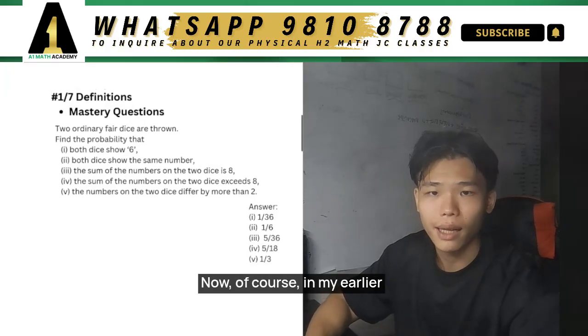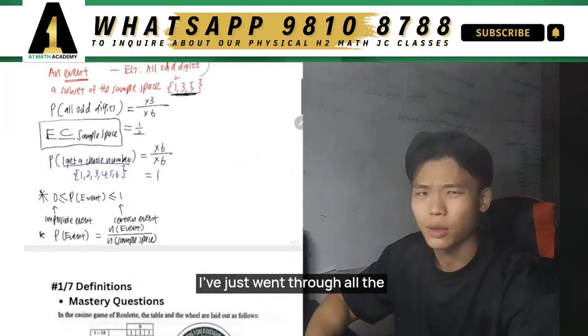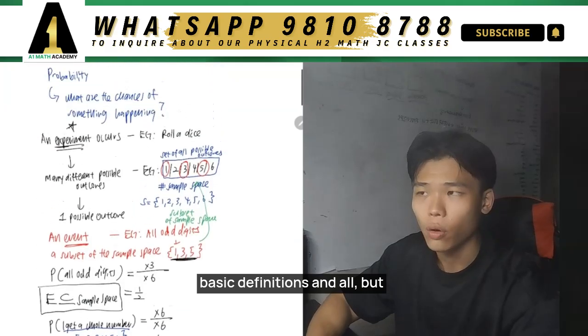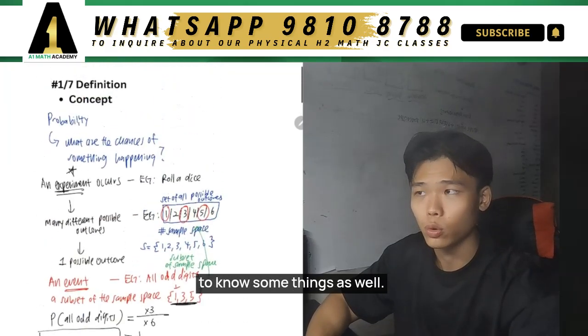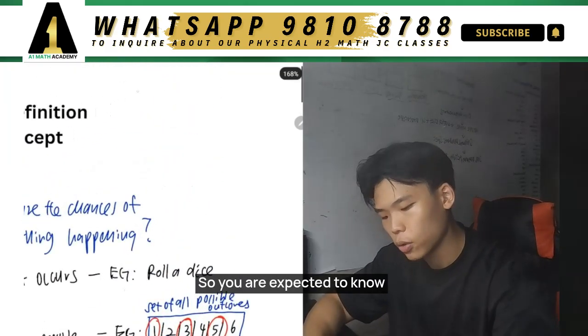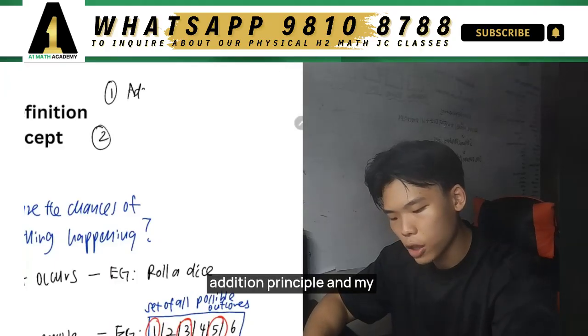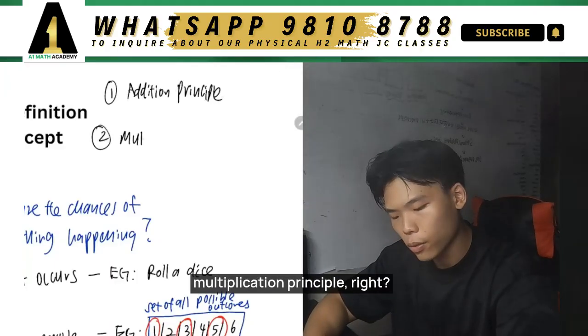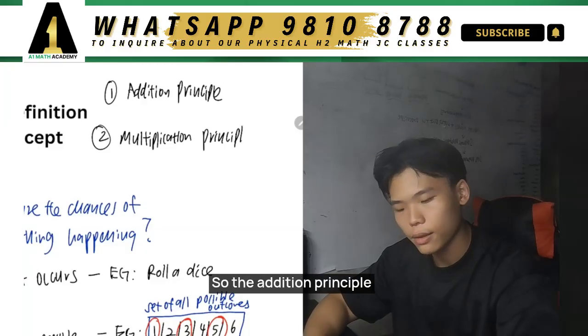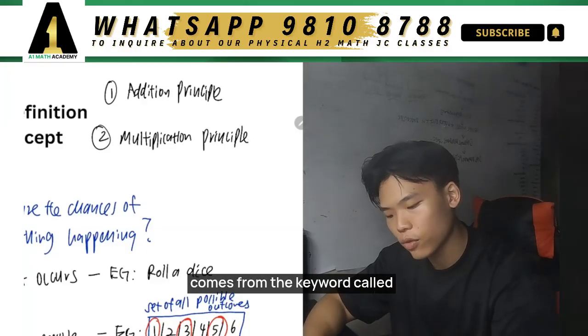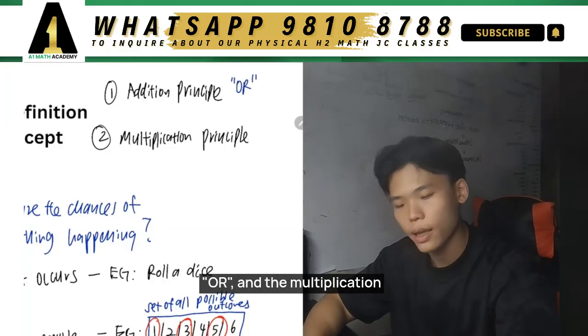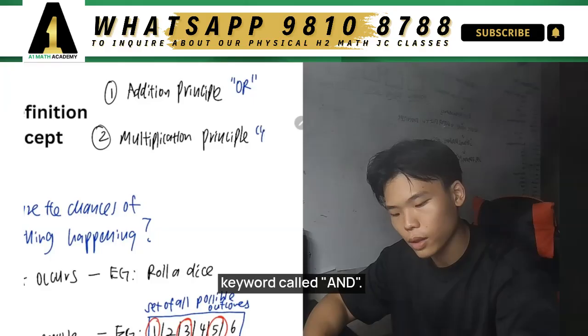Now, of course, in my earlier example over here, I've just gone through all the basic definitions. But of course, you are expected to know some things as well. Okay, I'm just going to write it here. So you are expected to know these two things, which is my addition principle and my multiplication principle, right? So the addition principle comes from the keyword called or, and the multiplication principle comes from the keyword called and.